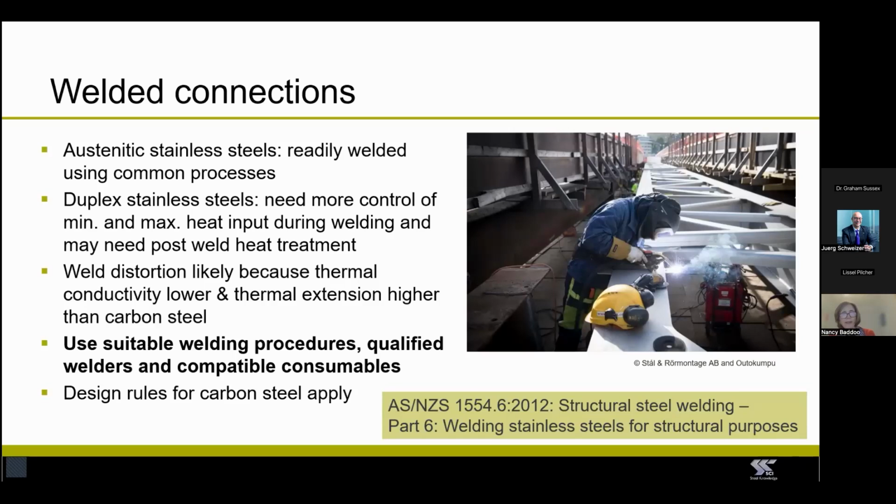And then finally, welded connections. Stainless steel is weldable. With the duplex stainless steels, you need more control of the minimum and maximum heat input during welding. Distortion, I've mentioned, could be a problem because of these different thermal properties, high thermal expansion, low conductivity. So you do have to design the welded joints so that you can control distortion as far as possible. And very importantly, use suitable welding procedures, qualified welders, and compatible consumables.